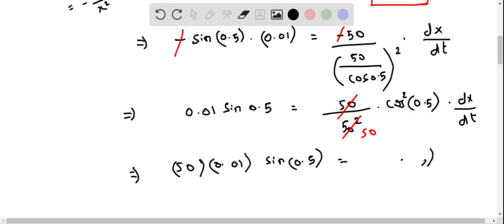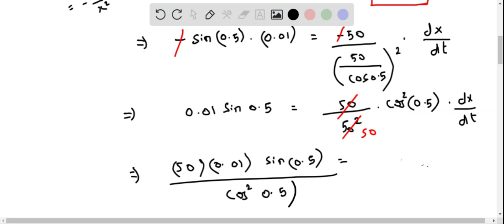So basically we can divide both sides by cos squared 0.5. So when you do that, I can divide it to the left side. So I can put this as cos squared 0.5. This is the value of dx by dt. So we just have to plug these values on the left side into the calculator to determine the value of dx by dt.